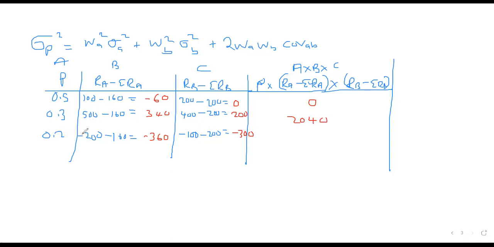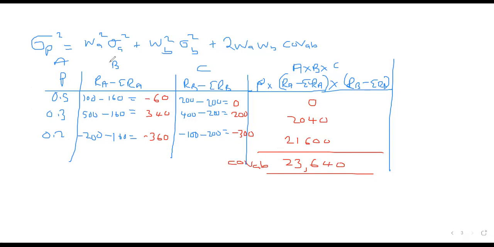And here 0.2 times negative what? 360 times negative what? 300. The total answer we get is what? 21,600. So collectively, this is what we call the covariance. So here you're going to get 23,640. Covariance of what? A and B. So covariance A, B.